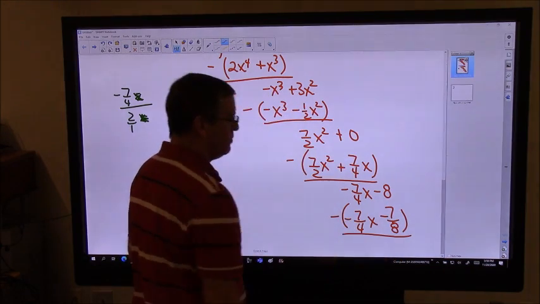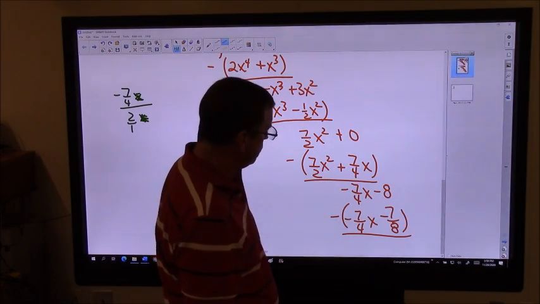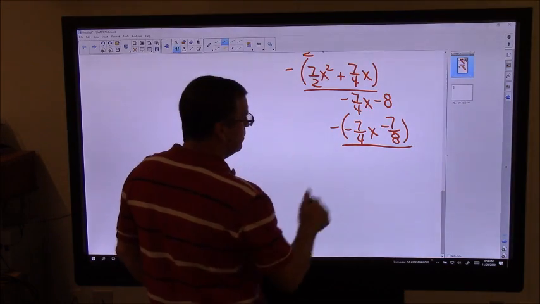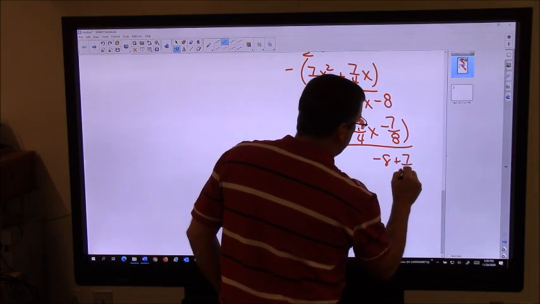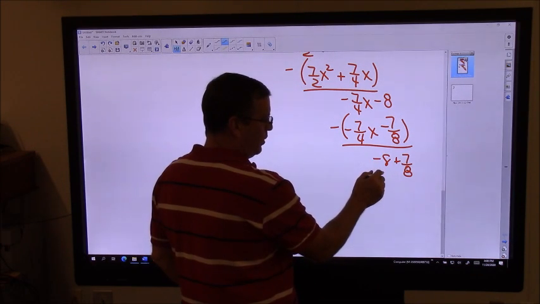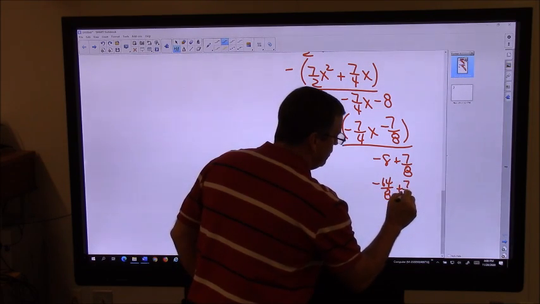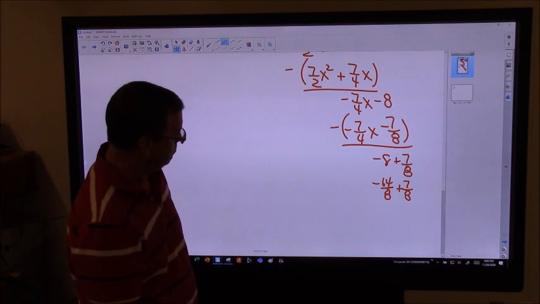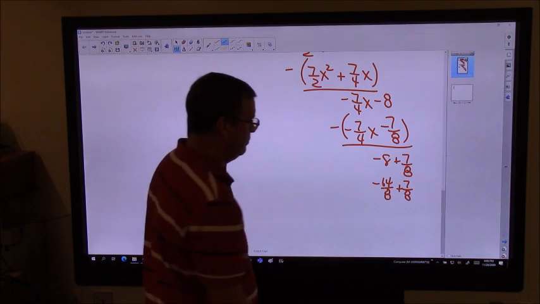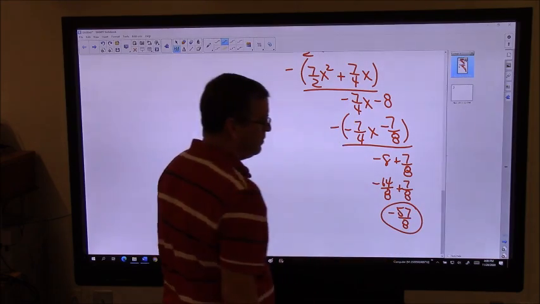And I have to subtract this. I'm getting down to my remainder. So this becomes positive, so that plus that equals 0. This becomes positive, so I've got a negative 8 plus 7/8. What does that equal? Well, if I convert this to 8s, think of this as 8 over 1. If I want to convert to 8s, I'm going to have a negative 64 over 8 plus 7 over 8. There's my common denominator. Negative 64 plus 7, that's going to be a negative 57. So a negative 57/8. There's my remainder.